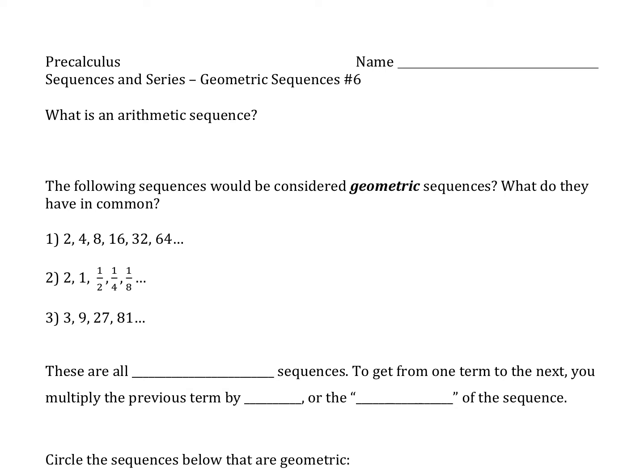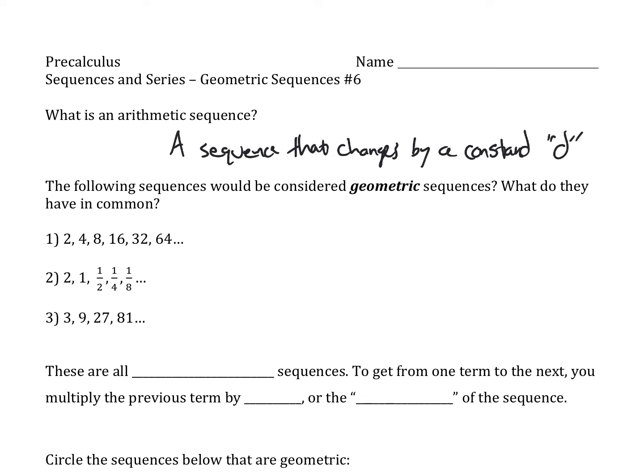I know it's been a few days since we've been able to chat, so I thought it might be a good idea to quickly review what an arithmetic sequence is. If you remember, a sequence in general is just a pattern of numbers, or a pattern of anything. We've been using numbers. An arithmetic sequence is a sequence that changes by a constant d.